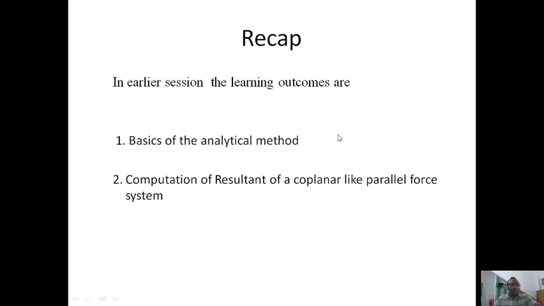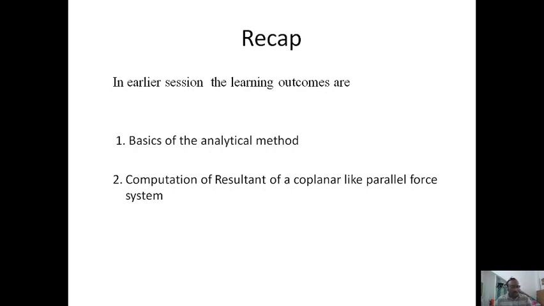In the earlier session, we learned the basics of the analytical method and the computation of the resultant of a coplanar like parallel force system. So at this point, we are aware of how to find the resultant of a coplanar like parallel force system and a coplanar unlike parallel force system also. And we have also dealt with some problems using the force resolution concept. The same thing is also termed the analytical method. We have already solved a few problems.